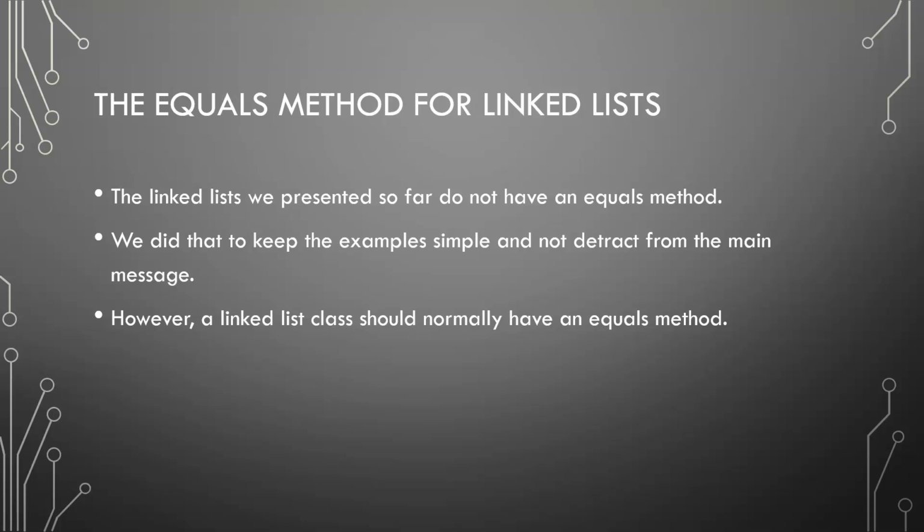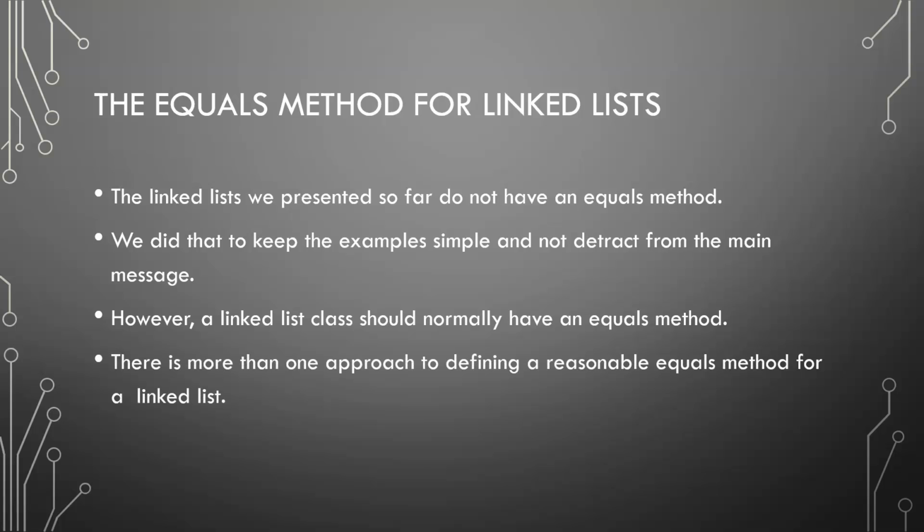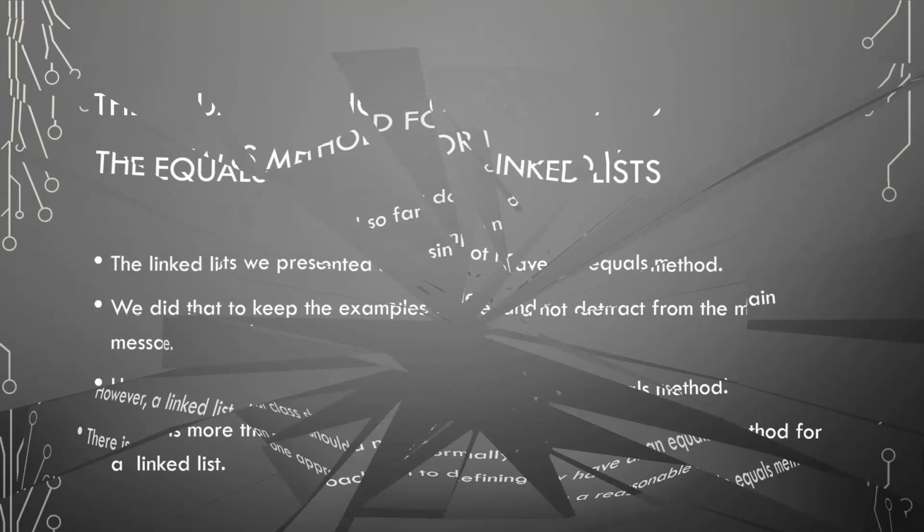Remember, the two methods that we try to include in a class, if you remember from Programming 2, are our toString and our equals methods. Those are the two golden methods you always want to have in a class. Now, there is more than one approach to defining a reasonable equals method for a linked list.